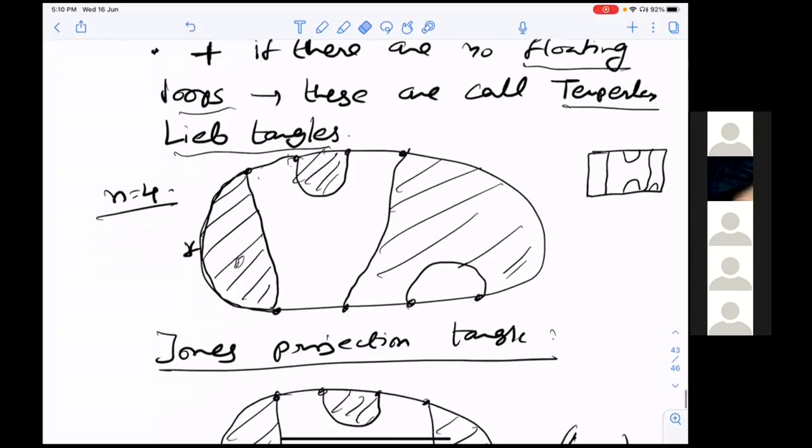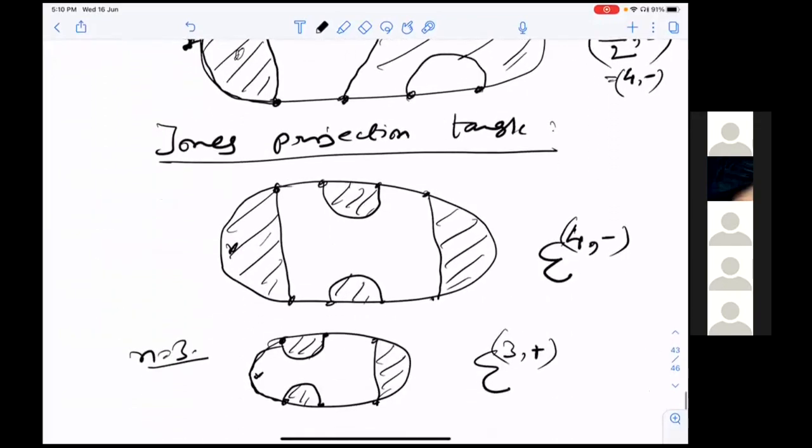And here the color of this tangle, actually, 1, 2, 3, 4, 5, 6, 7, 8. So the color is 8 by 2, and the star is in the black region. So 8 by 2 minus. This is 4 minus. Now among these Temperley-Lieb tangles, recall again, a Temperley-Lieb tangle means there is no internal disk, no floating loops.